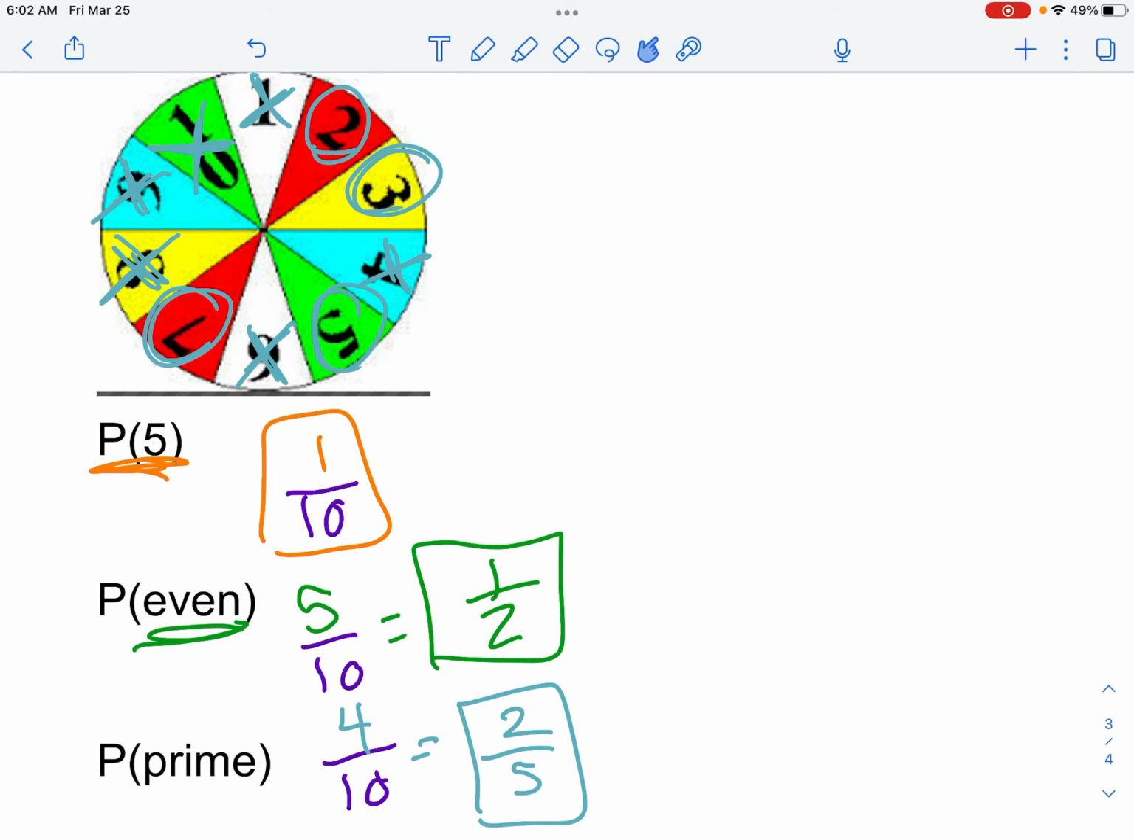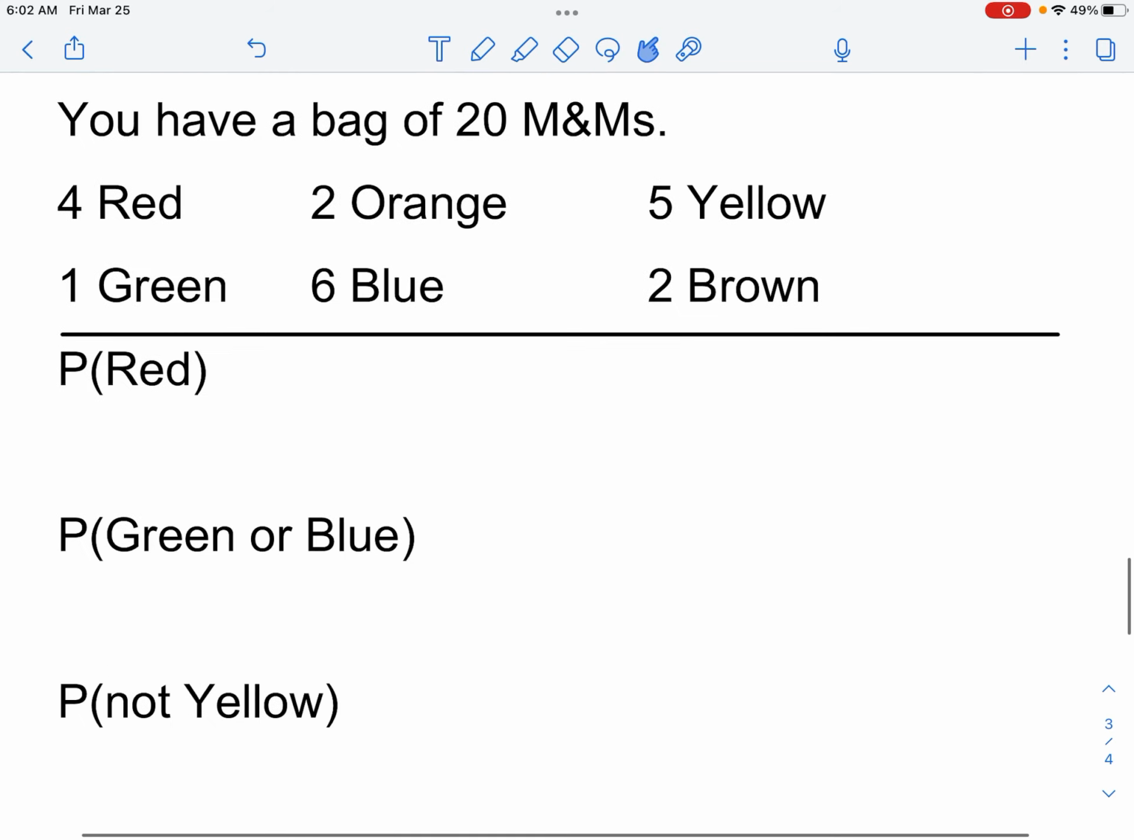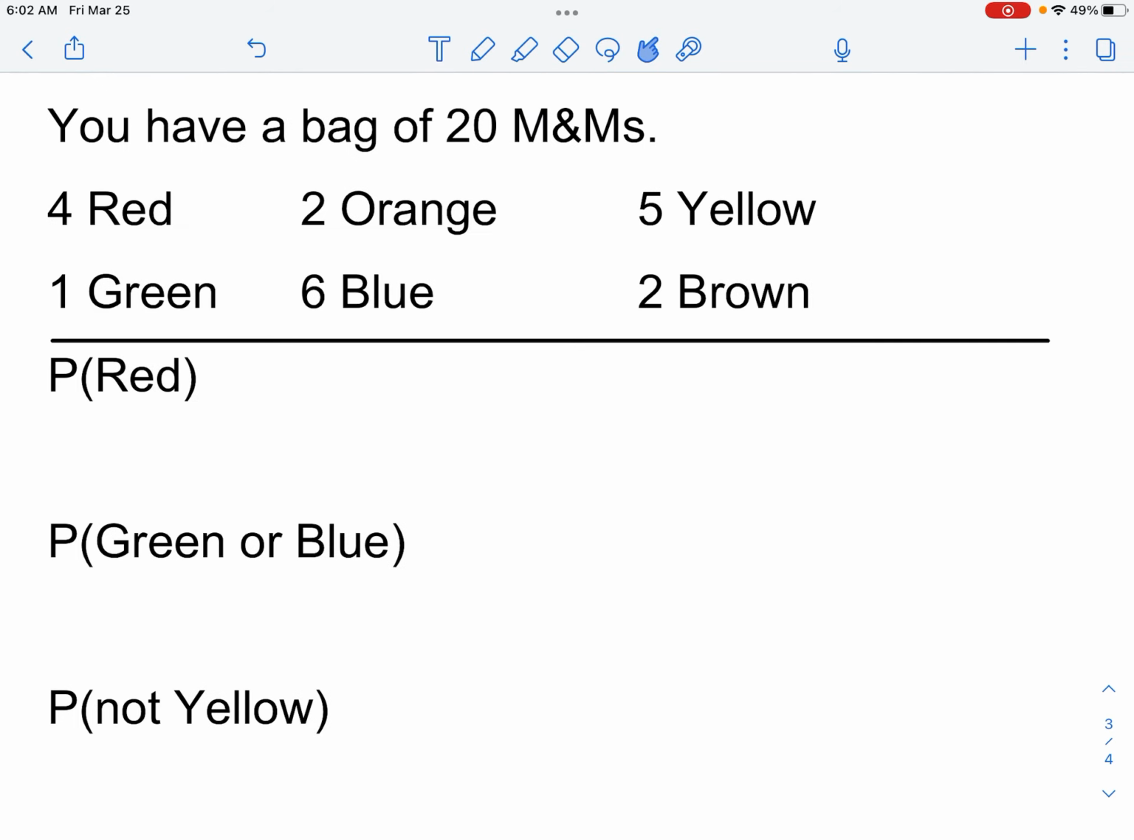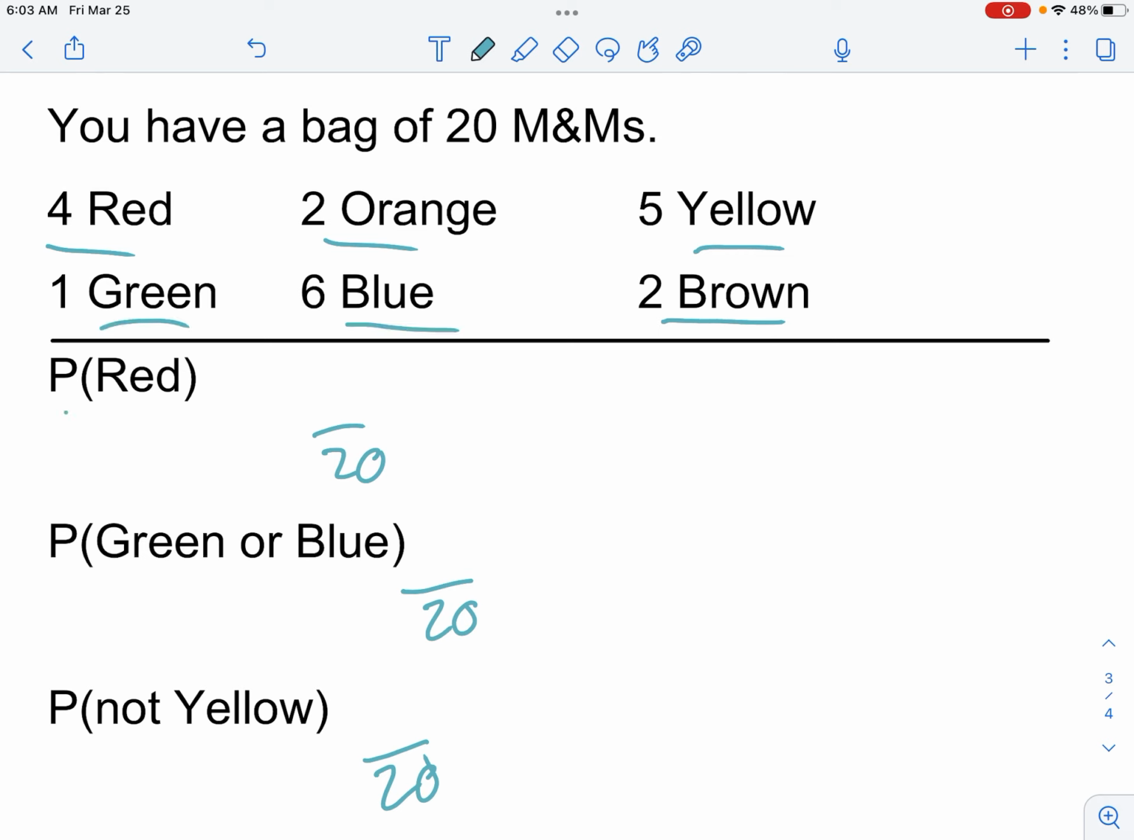Okay, go through one more example here. So this one, I want you to try on your own. It says you have a bag of 20 M&Ms. So it means that 20 is your denominator, okay? And then this is telling you how many there are of each color in the bag. So go ahead and try to figure out these 3. Pause the video until you're ready, and then press play when you're ready to see the answers.